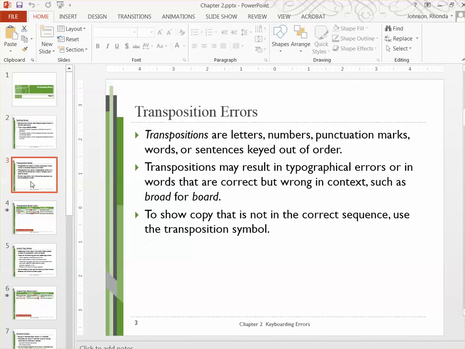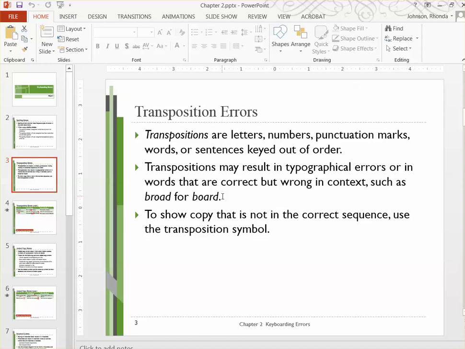Okay. Looking further, some of the more common types of things that you do when you're typing fast is things like this, typing B-R-O-A-D instead of B-O-A-R-D. Same letters, but transposed. Still creates a word, but the word is not correct. So do be careful of that kind of error.